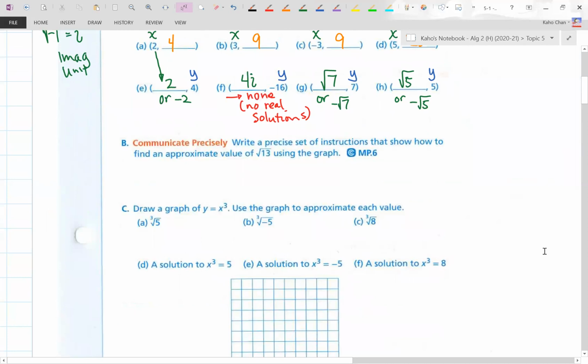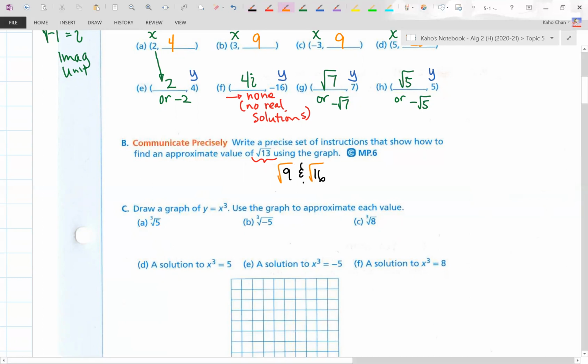Letter B: write a precise set of instructions that show how to find an approximate value of the square root of 13 using the graph. Now, the square root of 13 is the y value, right? Think about this. The square root of 13 is a number we're not familiar with, but we are familiar with other numbers that are perfect squares. Numbers near 13 that are perfect squares are what? 9 and 16.